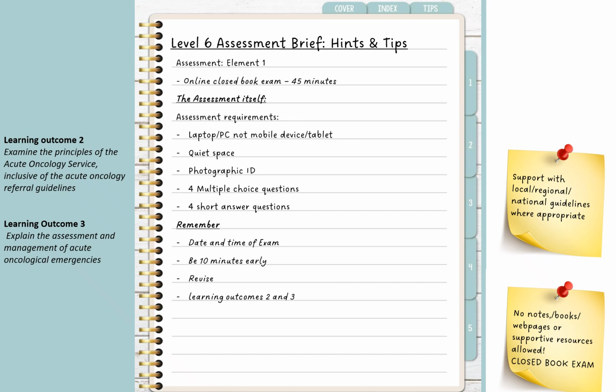Now, there is a mock exam available for you on Moodle, and that will also allow you to see if your laptop or PC is compatible with taking an exam on Moodle. But most of them are. Very rarely are we not able to do that. But you can test that out in advance. You're going to need a quiet space where you're not going to be disturbed for that 45 minutes.